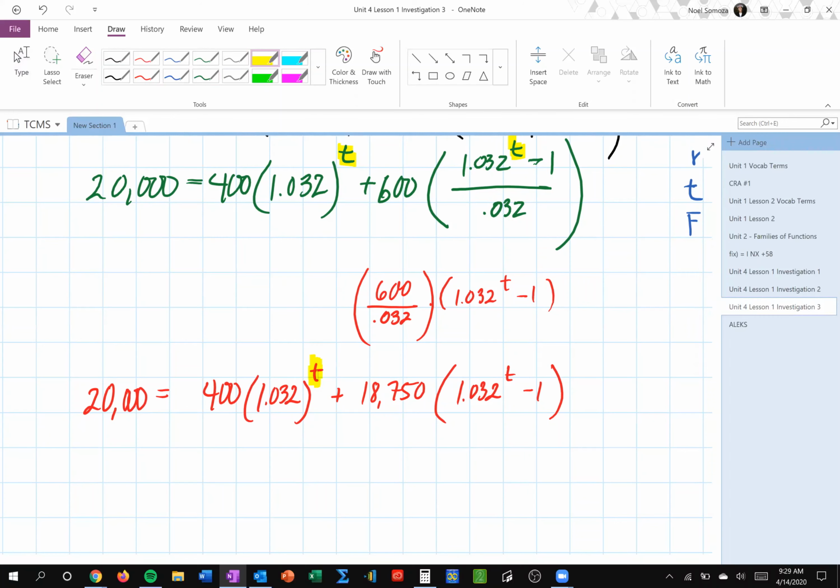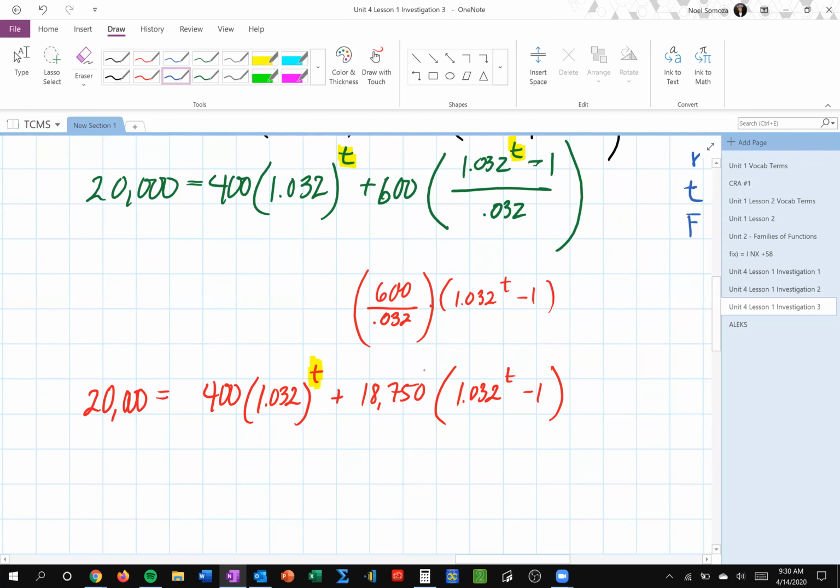However, on this side, there is something that I'm going to do which looks like I'm contradicting myself, but I'm not. What I'm trying to do here is distribute this 18,750 into this expression, because inside of this parentheses there are actually two different terms. One of them is protected by a power, which means I cannot literally multiply 18,750 with the 1.032. What I can do is this.